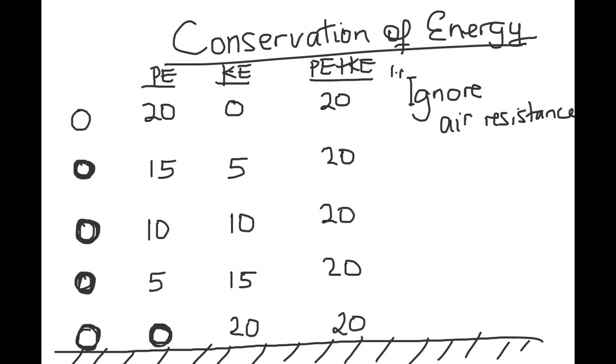One thing you should notice here is that the potential energy is decreasing, whilst the kinetic energy is increasing. But the total energy remains the same. It remains the same: 20, 20, 20.